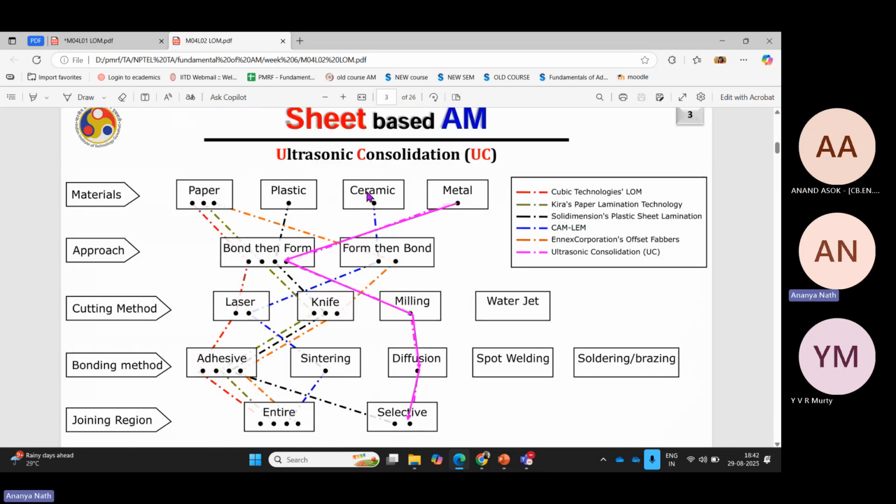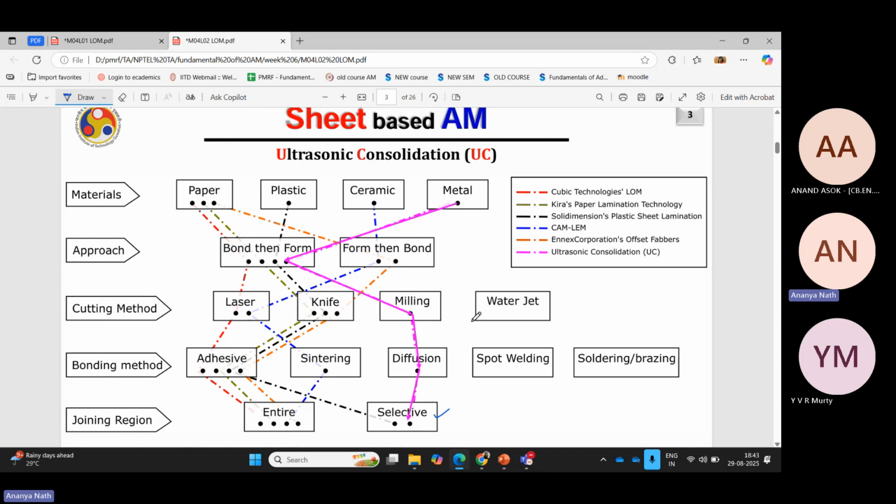So in summary, we have metal sheets coming one onto another, then bond and form. The bond is also taking place in the selective region, because ultrasonic consolidation means you are using a big ultrasonic cylindrical tool through which you are putting the ultrasonic wave and pressure onto it. So it takes a lot of time and cost as well. So you will not join the entire region. You can just remember it like that: if you are using ultrasonic consolidation, obviously it's a costly process. I will not join the entire region. I will join the selective region.